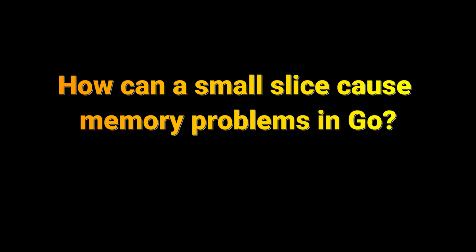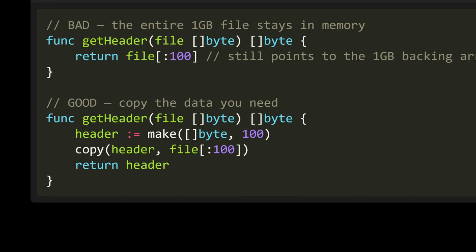Question: how can a small slice cause memory problems in Go? When you create a small slice from a large slice, both slices share the same underlying array. This means the large array cannot be cleaned up by the garbage collector, even if you only need the small slice. For example, if you have a 1 gigabyte file and you take only the first 100 bytes as a slice, the entire 1 gigabyte stays in memory. The fix is to make a copy of just the data you need into a new slice. Then, the original large array can be freed, and your program uses much less memory.